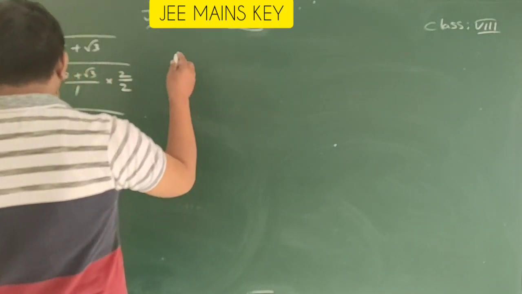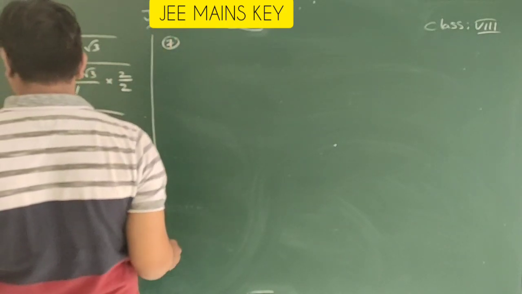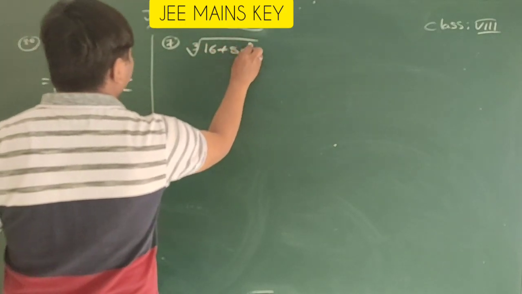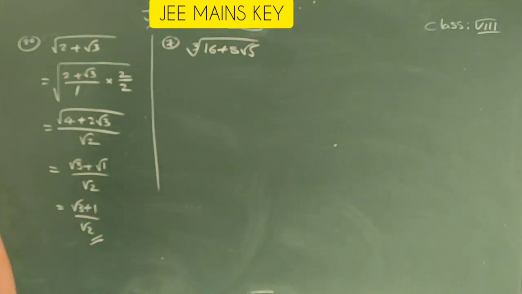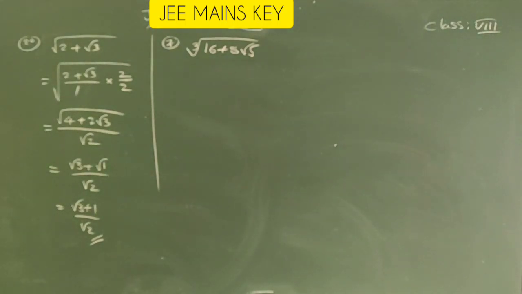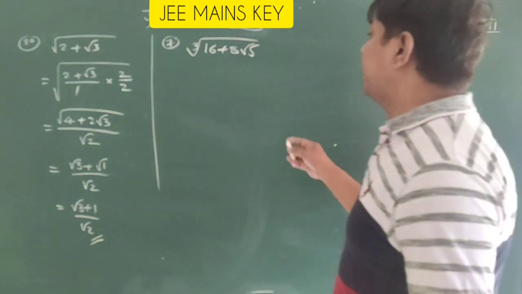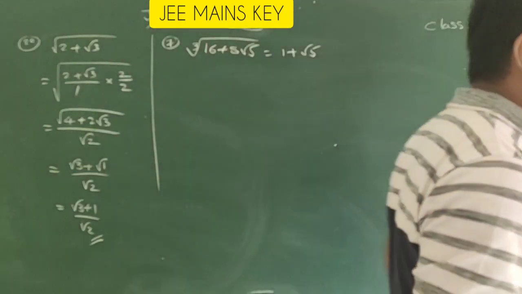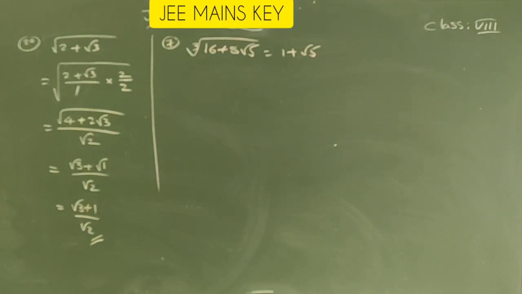Next, the cube root of 16 plus 8 root 5. Here, for this one you don't have any shortcut to find the cube root, sir. You don't have any shortcut to find the cube root, so you go with the procedure only. If you go with the procedure, then you will get 1 plus root 5 as your answer. Already we have given a procedure, so for this one we will get 1 plus root 5. Okay, procedure only, no other formation is required.